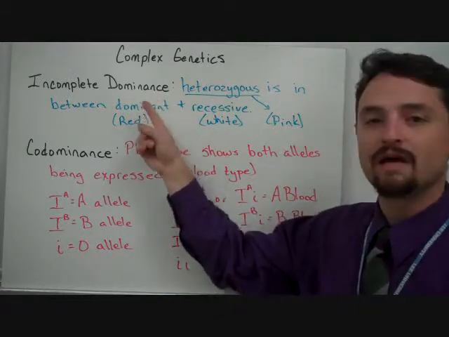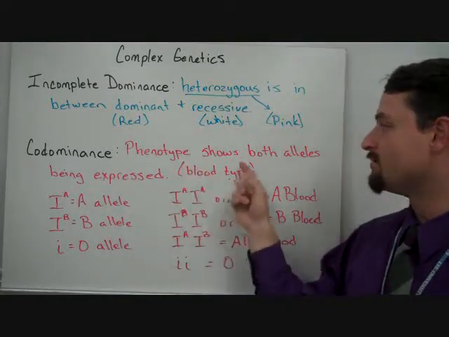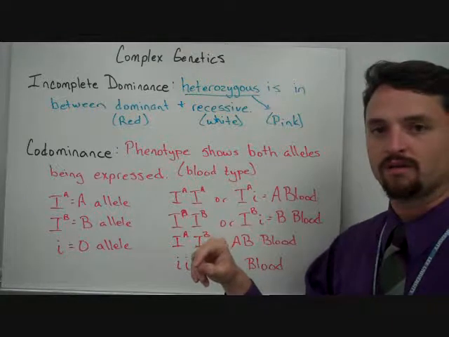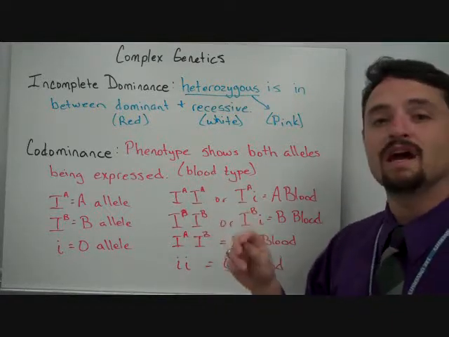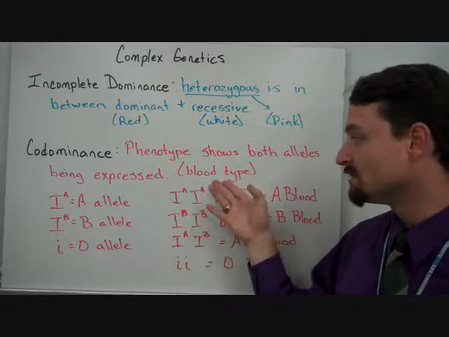Now, this is sometimes confused with codominance. In codominance, the phenotype shows both alleles being expressed. So it's not an in-between, but both are expressed. And we see this with blood type.